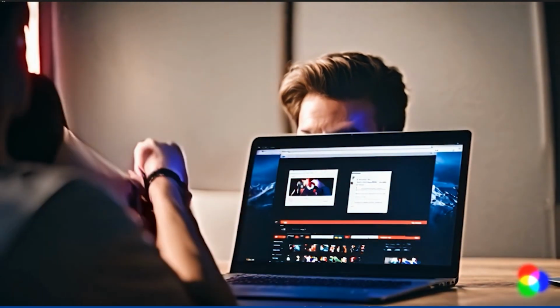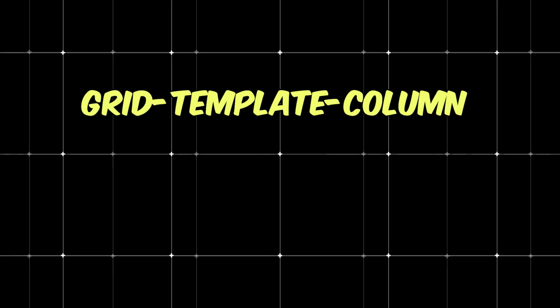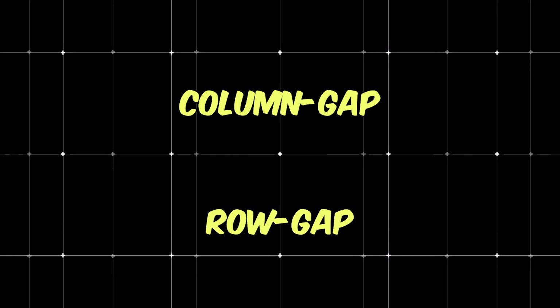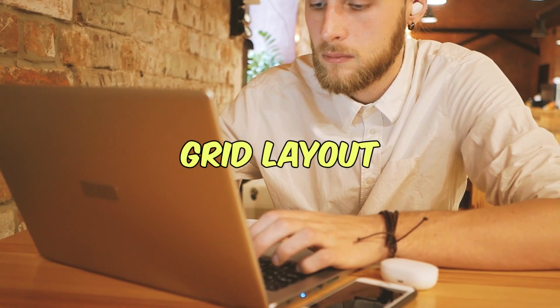In our previous video, we saw grid layout. I have explained properties like grid template columns, grid template rows, column gap, row gap, etc. Now in today's video, we will explore some more properties of CSS grid layout.